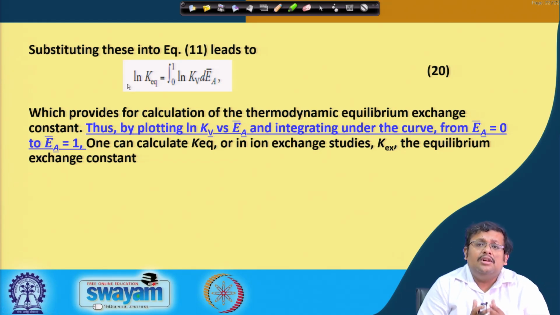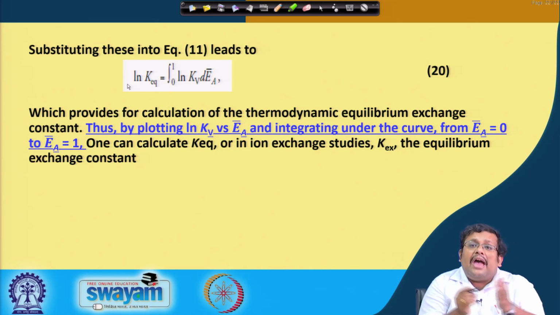So, this is how the thermodynamic concept is highly integrated with the ion exchange process, and using this thermodynamic principle we can calculate different types of equilibrium exchange constants.